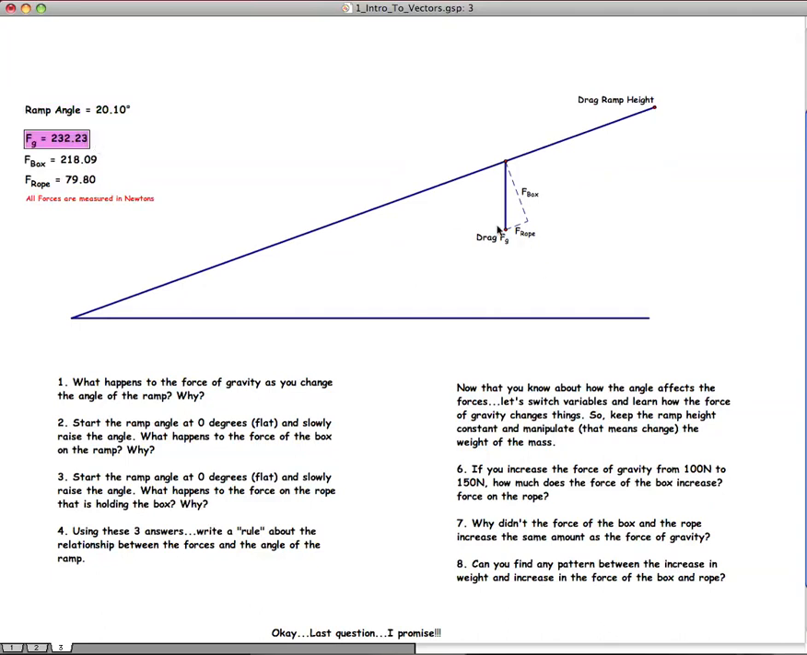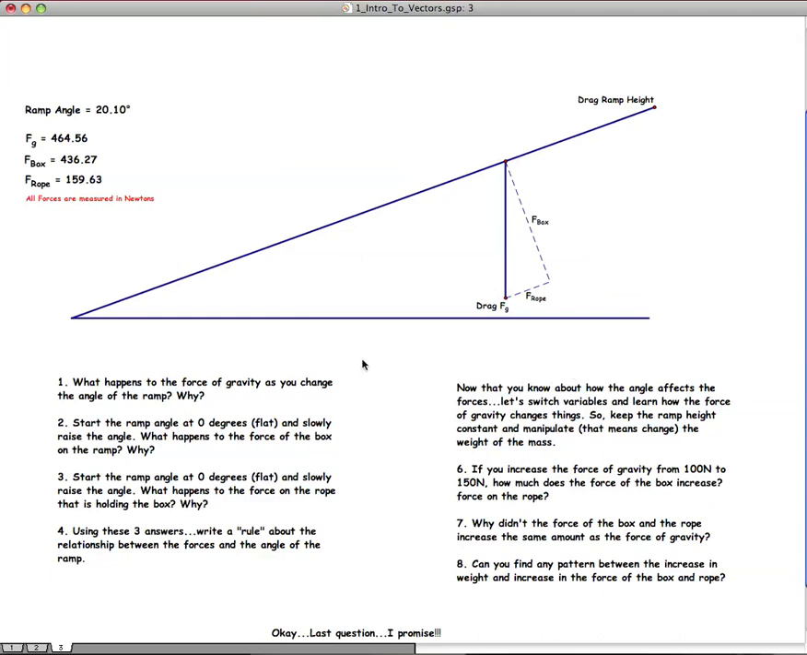They can measure the force of gravity, which is this one right here. But also what's measured, I'm going to make it big to show you, is the normal force, which is the force of the box, and the force of the rope. So this problem literally shows how the X and Y components add up to be the resultant.